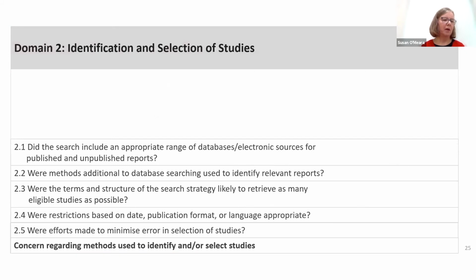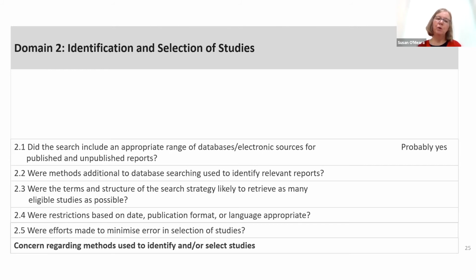So domain 2 asks questions about the quality of the search and the study selection process. So the first question asks, did the search include an appropriate range of databases to retrieve published and unpublished reports? So this review included Medline, Embase, and the Cochrane Central Register of Controlled Trials. So here we put probably yes, that's quite a good range of databases. They could have included some other things perhaps. There are possibly specialised sources that focus on diabetes research and so on. But on the whole, that was a reasonable coverage in terms of databases.